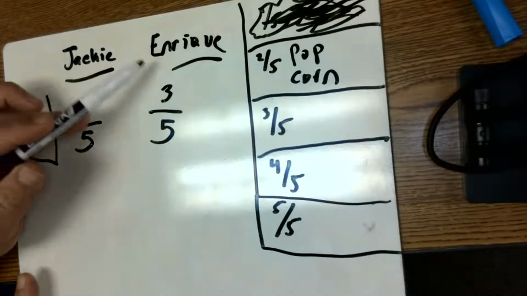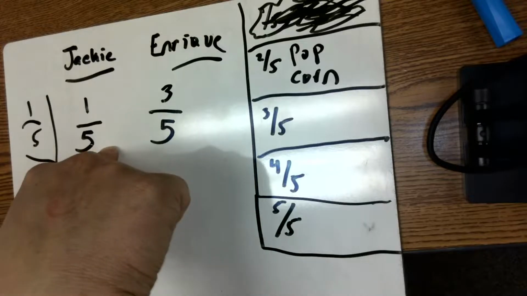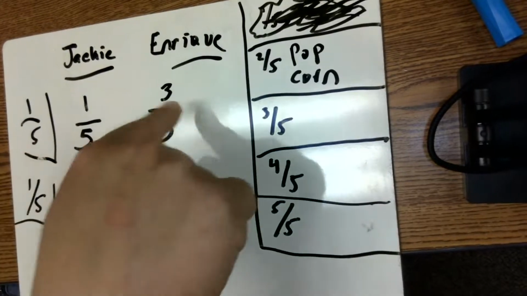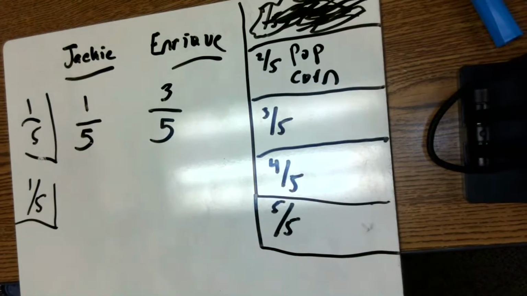So Jackie eats 1/5, Enrique eats 3/5. And then we have the 1/5 that Jackie already ate. Now we have another 1/5, right? Because Jackie ate 1/5 of the popcorn. Give me another way that Jackie and Enrique could have shared the rest of the popcorn. Should we show an example? Well, this is one example. 1/5, 3/5, and 1/5 is 5/5 of the popcorn. How can I show another way?